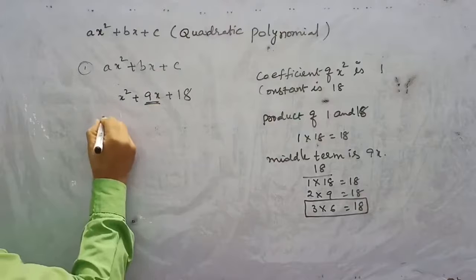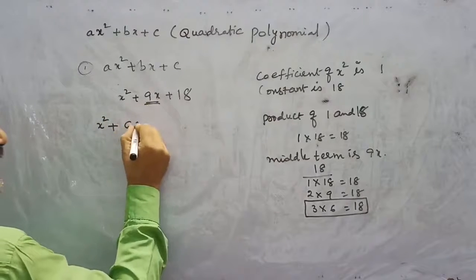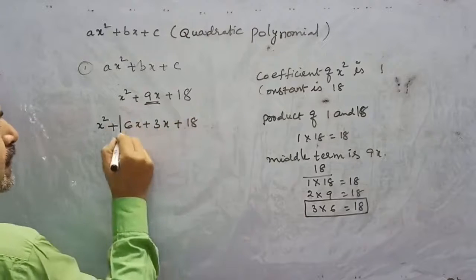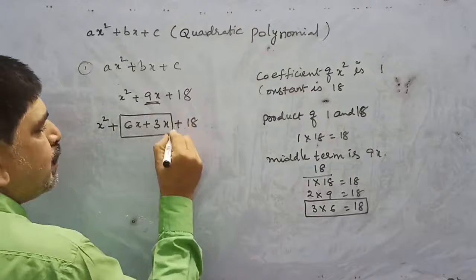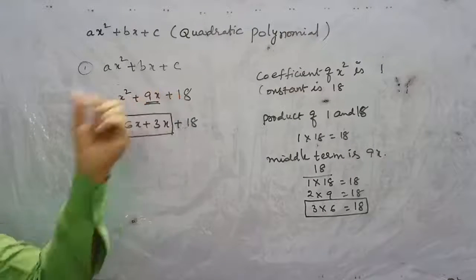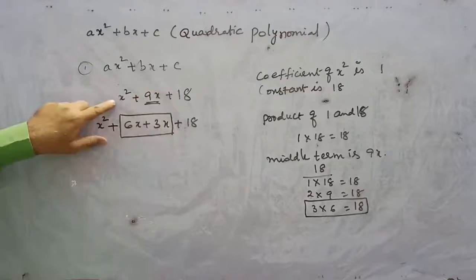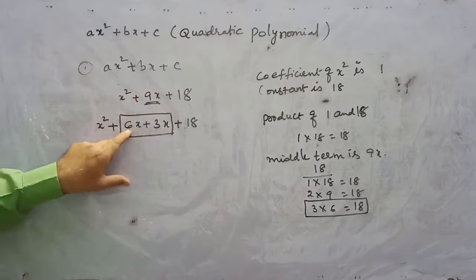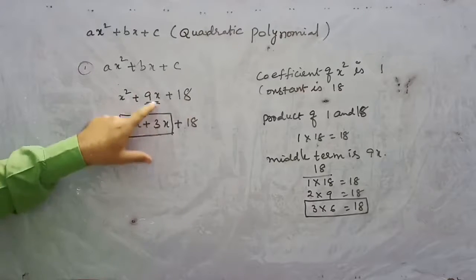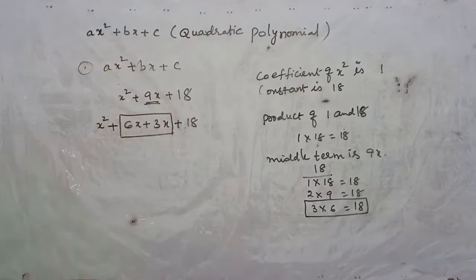Now split the middle term by using these factors. Now x square plus 9x plus 18 can be written as x square plus 6x plus 3x plus 18. So this is the splitting of the middle term. Now using these two we get the given problem. How? First x into x is x square. Next 6 times 3 is 18. 6x plus 3x is 9x. So all are positive.